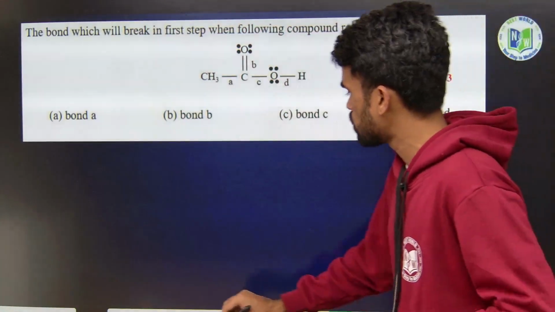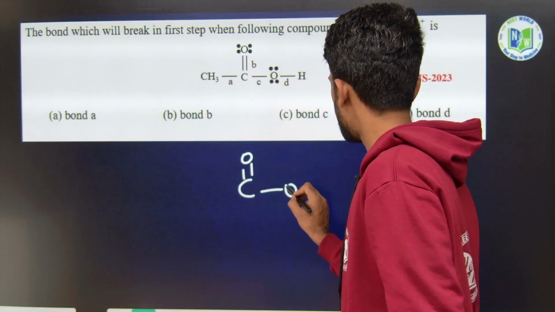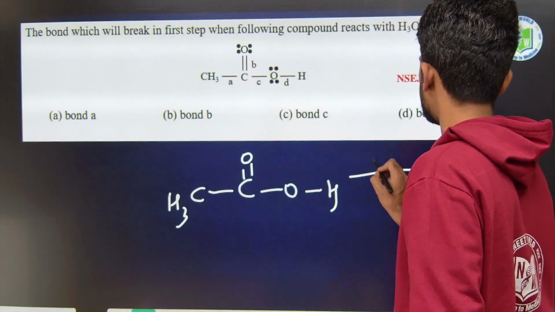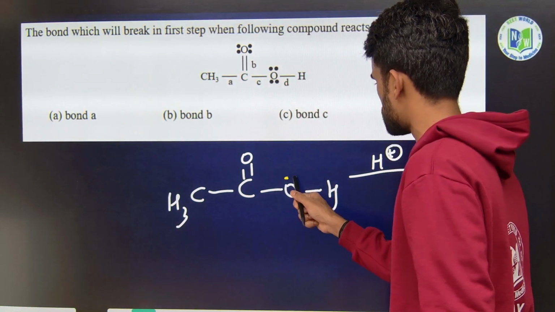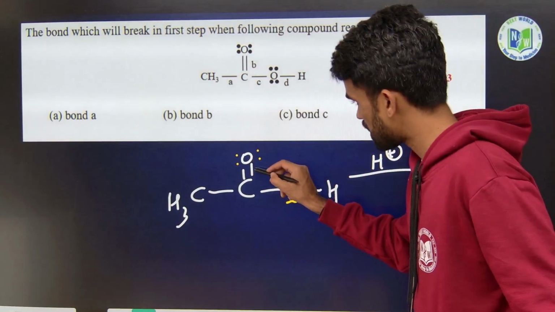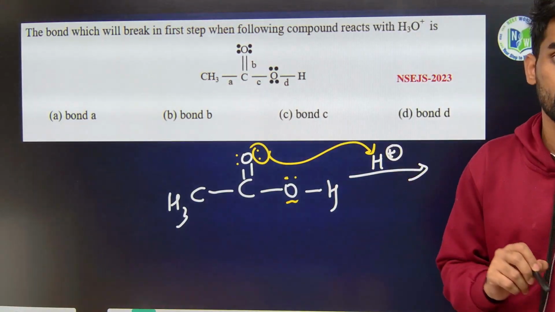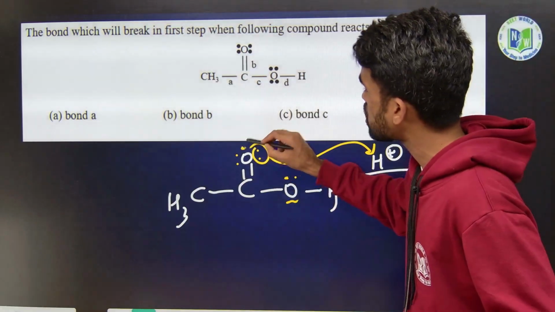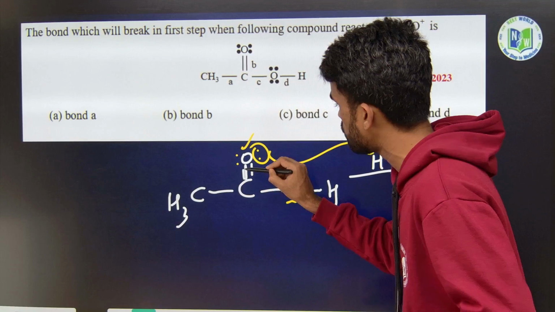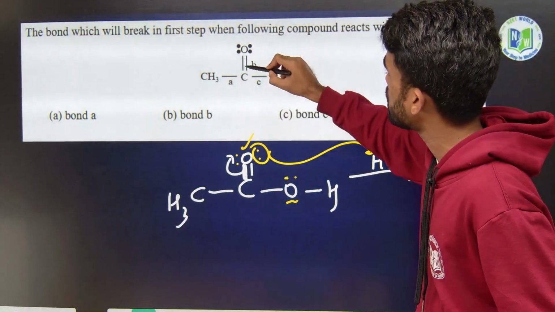Very simple. So look here. Whenever you add H plus to this given compound, acetic acid, the non-bonding electrons present on this oxygen and this oxygen will first participate. Here you can see we have pi electrons as well as non-bonding electrons. So these electrons will take the proton first, therefore making this oxygen more electrophilic after accepting the proton. Therefore the pi bond, which is weaker than the sigma bond, will break first. So which is breaking first? This bond B is breaking first.